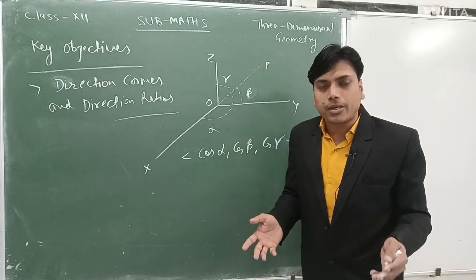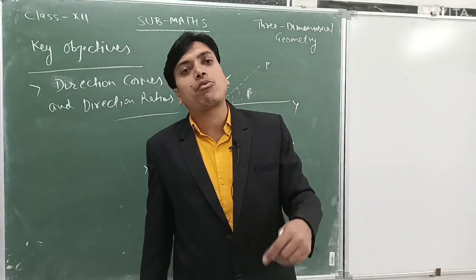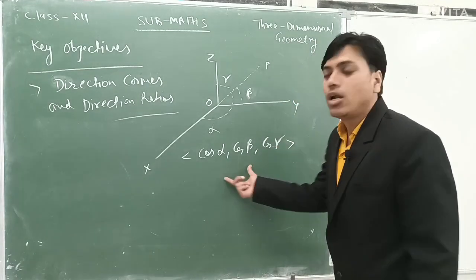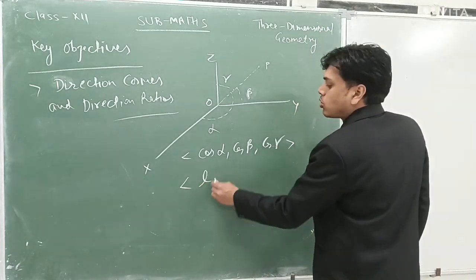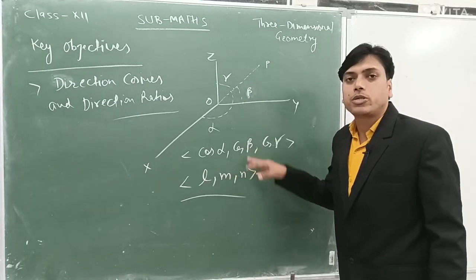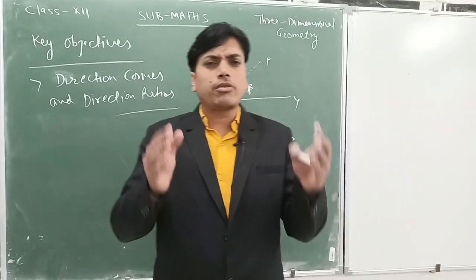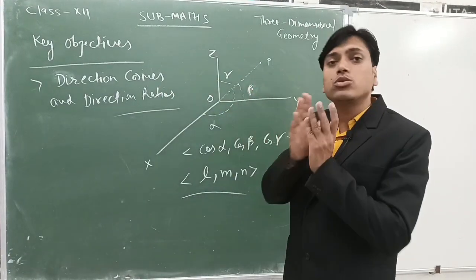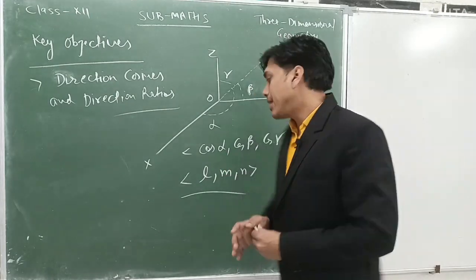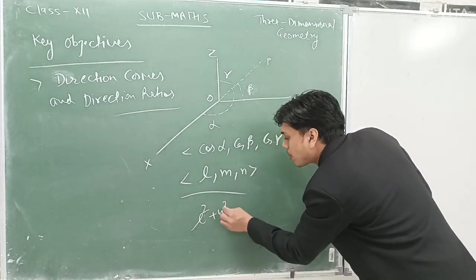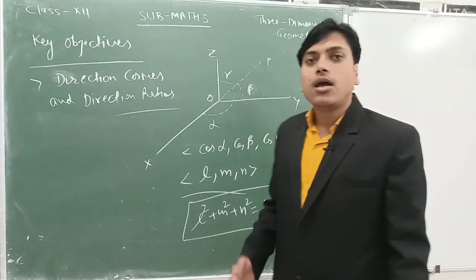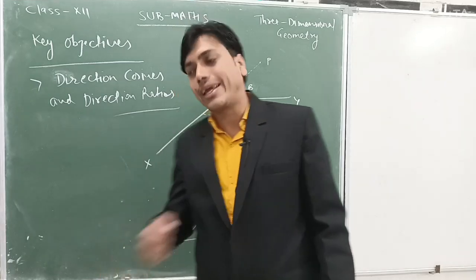So every line in space will make three angles at a time with the coordinate axes. So a line will always have these three direction cosines. This is shown by l, m, n also. l is equal to cos alpha, m is equal to cos beta, and n is equal to cos gamma. And there is a very interesting point about this, that the values of alpha, beta, and gamma are always such that l square plus m square plus n square is always equal to 1. So l, m, and n are known as the direction cosines of the line.